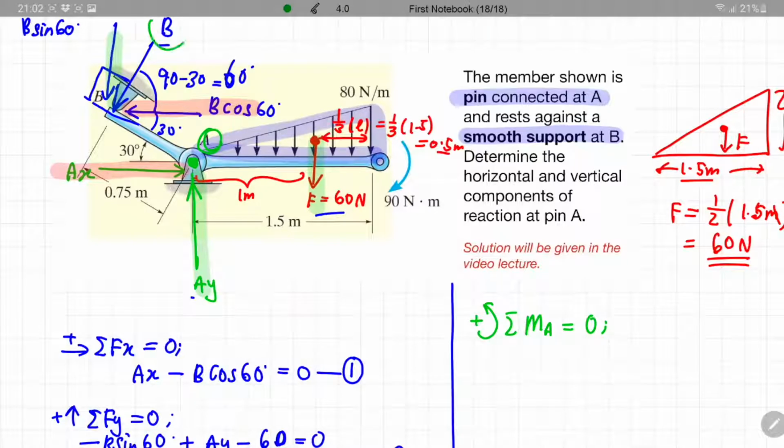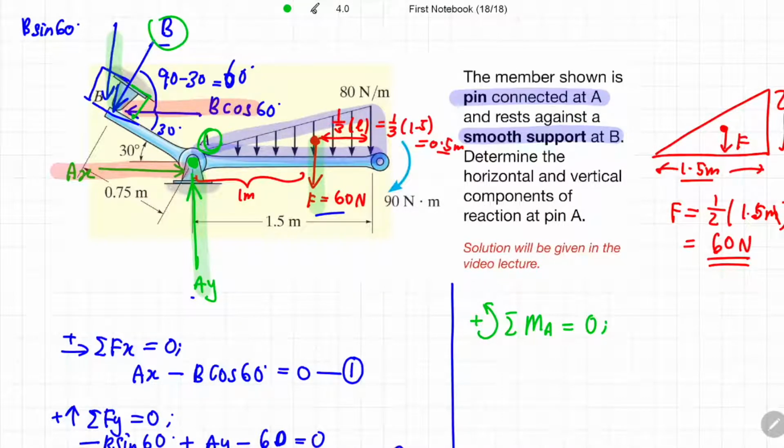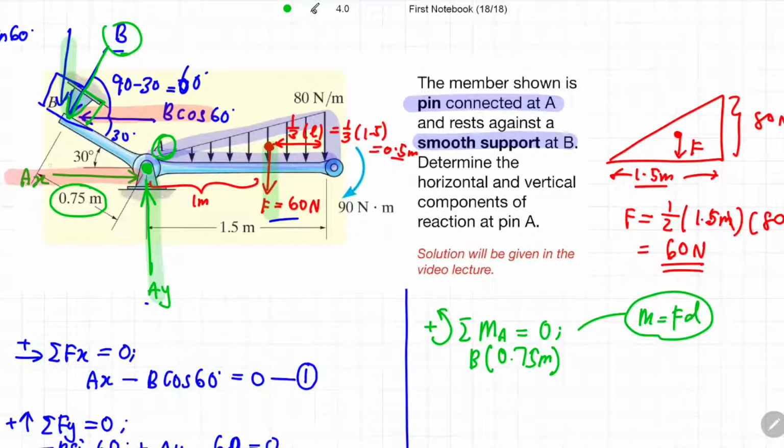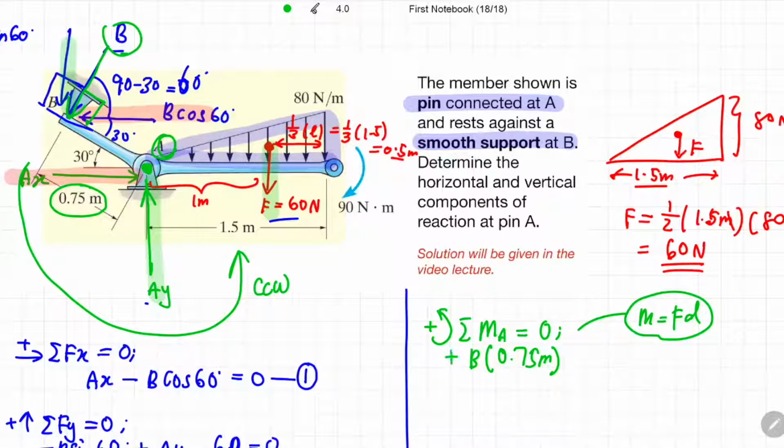We know B is at 90 degrees over here. So instead of using B cos 60 or B sin 60, we directly use the magnitude of B. Please recall that the formula for moment M is equal to F times d. So the F in this case, the first force, is B. B is still unknown, and the perpendicular distance from the line of force B to the rotation point A is 0.75 meter. Is it positive or negative? If you draw an imaginary circle around point A, it will create a counterclockwise motion. So the magnitude of this expression would be positive.